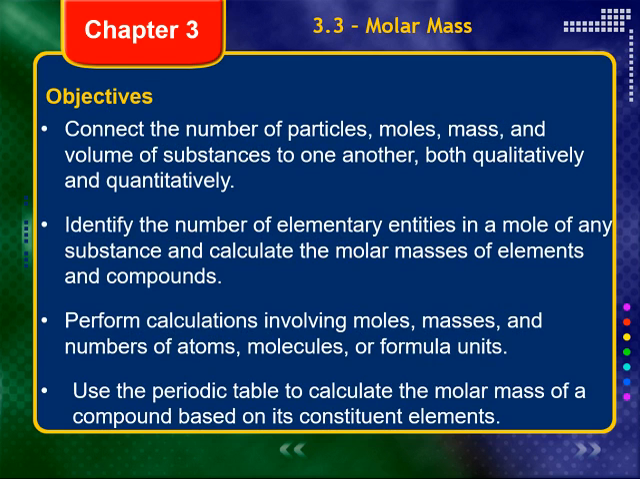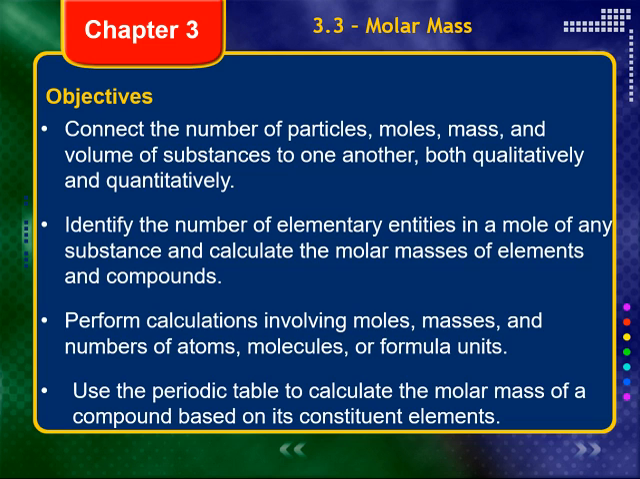All right, section 3. Connect the number of particles, moles, mass, and volume of substances to one another, both qualitatively and quantitatively. Again, same thing from last section, trying to carry out conversions between these types of things. Identify the number of elementary entities in a mole of any substance to calculate the molar masses of elements and compounds. Again, that's utilizing Avogadro's number as a conversion factor.